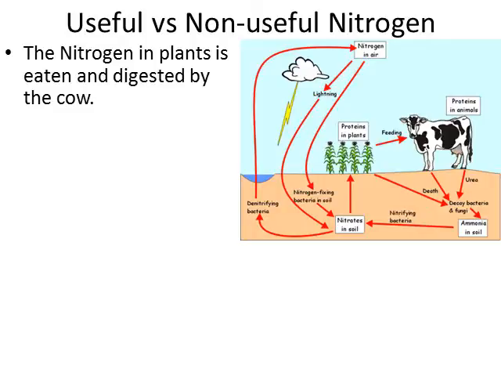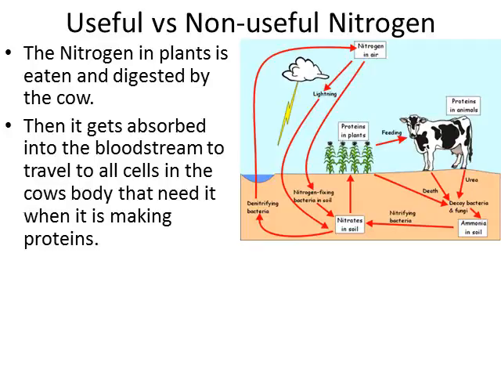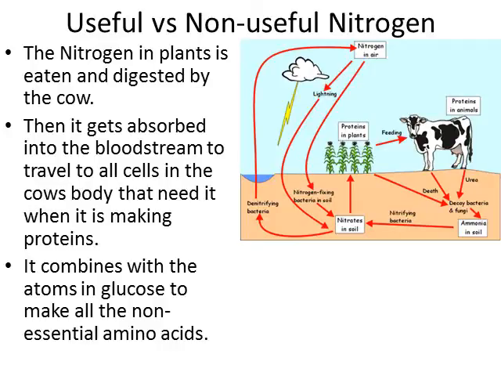This nitrogen gets absorbed into the bloodstream and is transported to the cells where it can be used to make amino acids. There, it combines with the atoms in the glucose to make all of the non-essential amino acids. Those are the ones that you can make in your body.